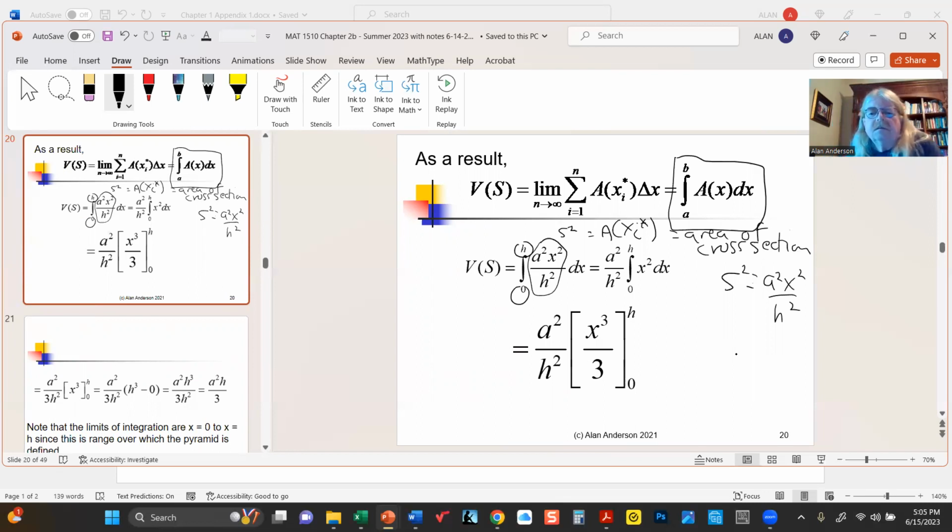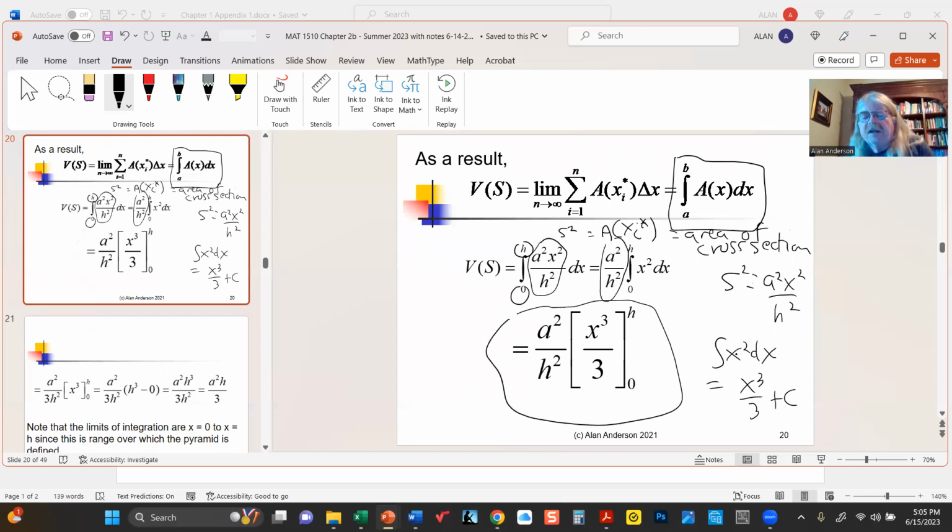Now, of course, this is going to be treated like any other integral you've ever seen. This is a constant. We move it outside. So we're integrating x squared dx from 0 to h, which now, of course, the integral of x squared is simply x cubed over 3. So this is it. Now we can take it further by substituting h into there. But that's as far as we can go without some actual numbers.